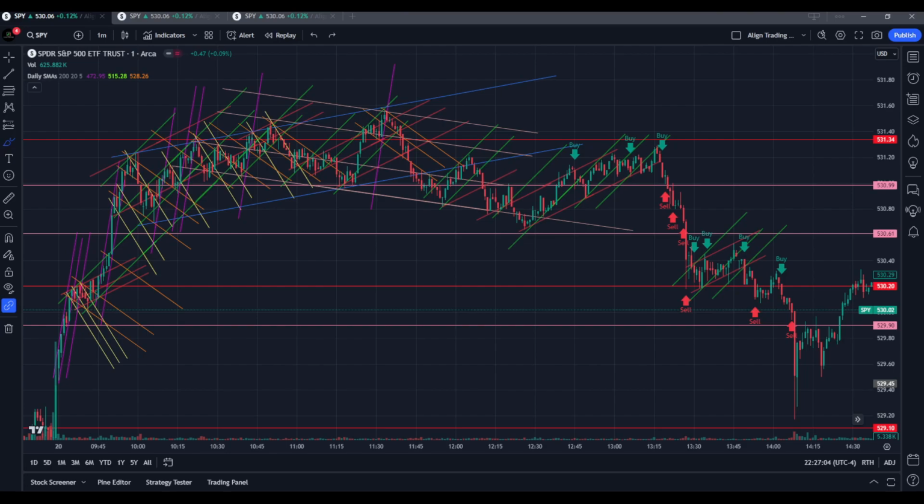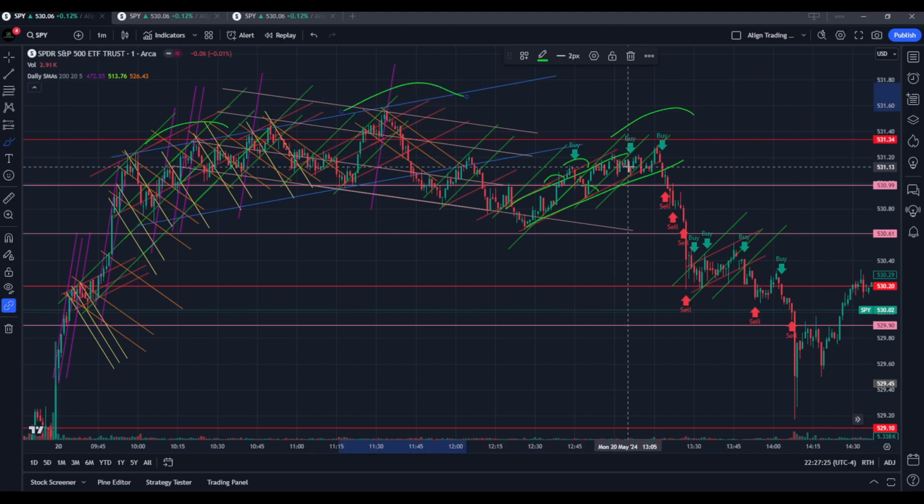And after continuing to form that inverse cup and handle, we see this handle starting to form right here. And this is where I start to take my entries. Now I do enter a little bit early right here. However, I know that my stop loss is above this 531.34 right here as I have that head and shoulder. So I start to add in more as I see it getting weaker, and you see this tapering.